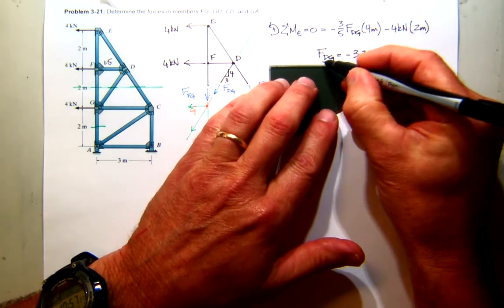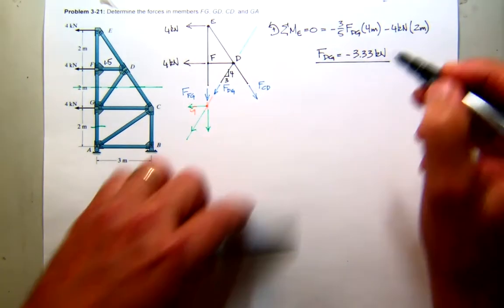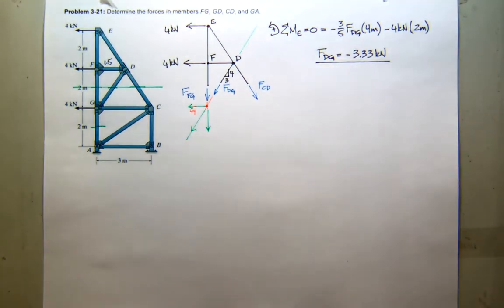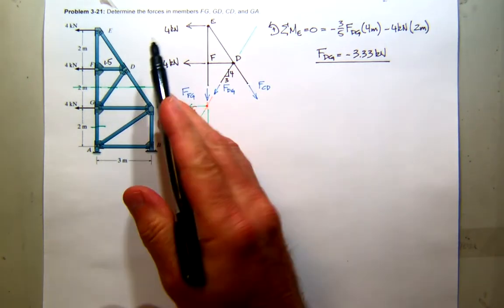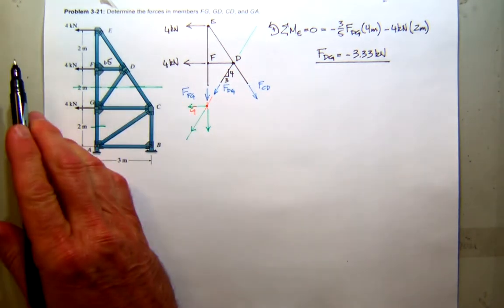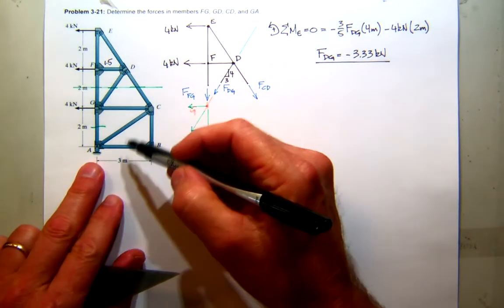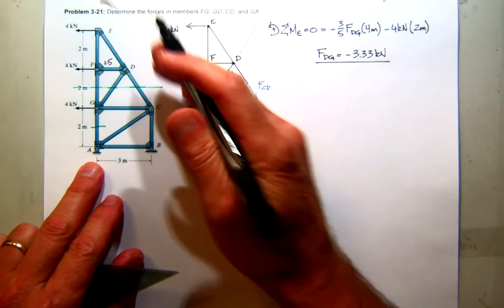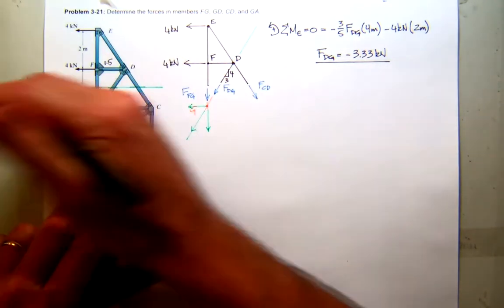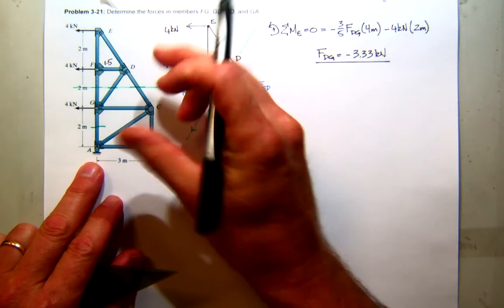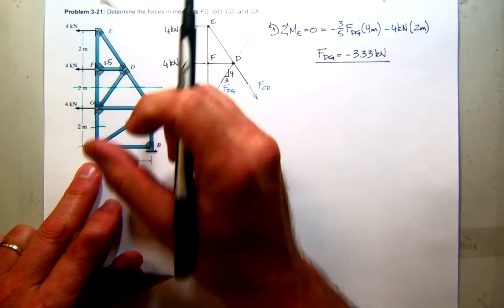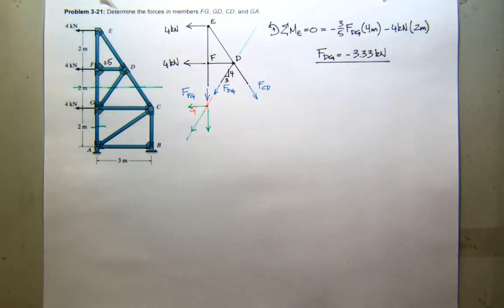Does it make sense that DG is in compression? Well, look at all these forces. They're all moving the structure to the left. It's going to try to pivot about A, and I believe as the structure tries to move over, this element would shrink and compress. Without the equation at E, is there another way to find all three?